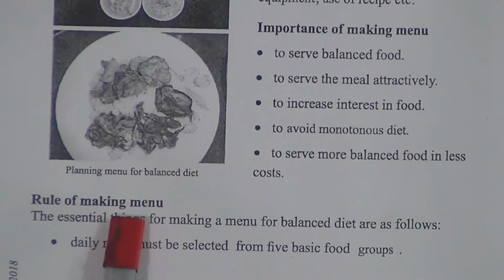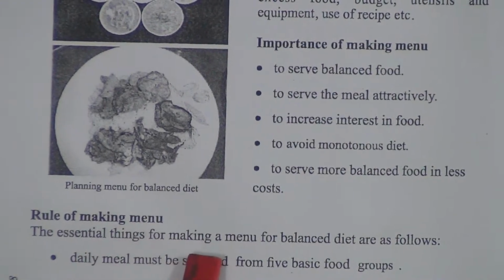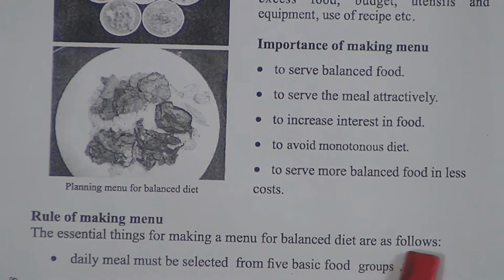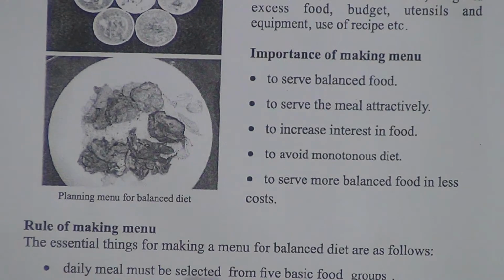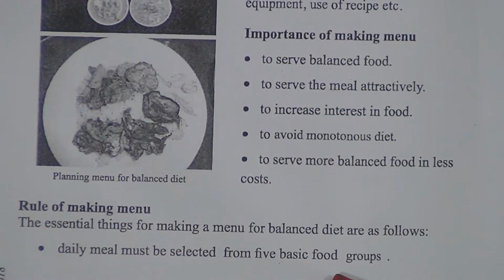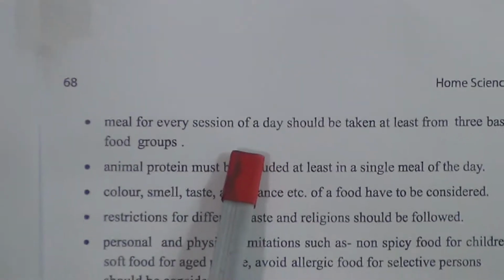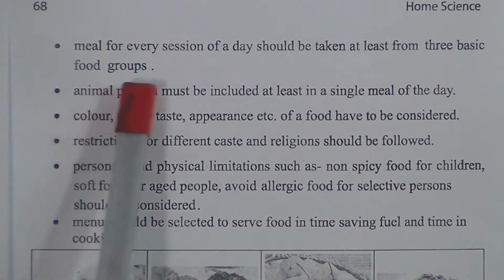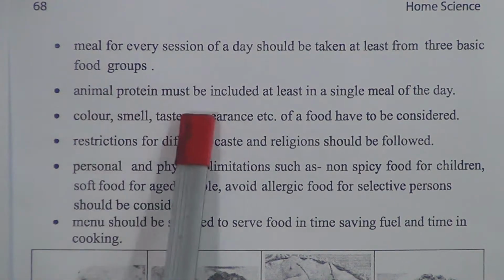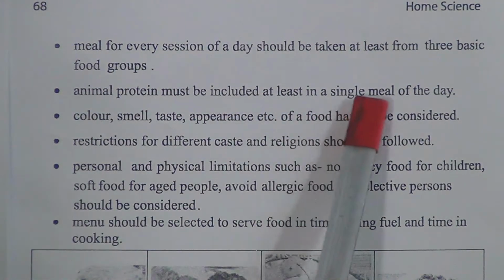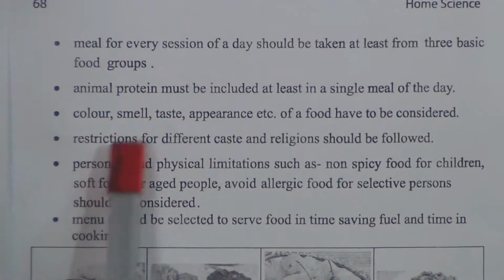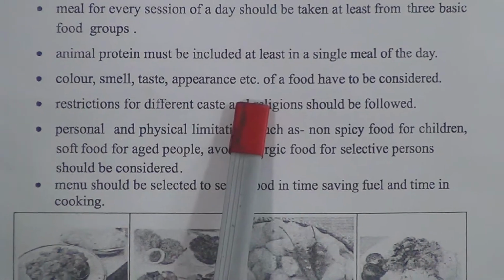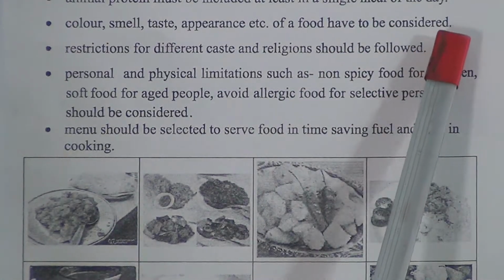Rules of making a menu. The essential things for making a menu for a balanced diet are as follows. Daily meals must be selected from 5 basic food groups. Next, the meal for every session of a day should be taken from at least 3 basic food groups. Animal protein must be included at least in a single meal of a day. Color, smell, taste, appearance, etc. of food have to be considered.